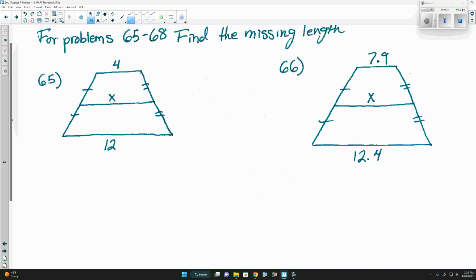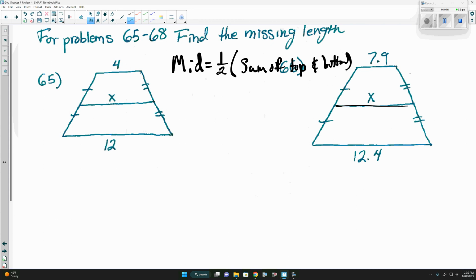Questions on 65 through 68. 66. So the mid-segment is equal to half the sum of the other 2 sides, top and bottom. Now for this here, our mid-segment x is equal to 1/2 of 7.9 plus 12.4.